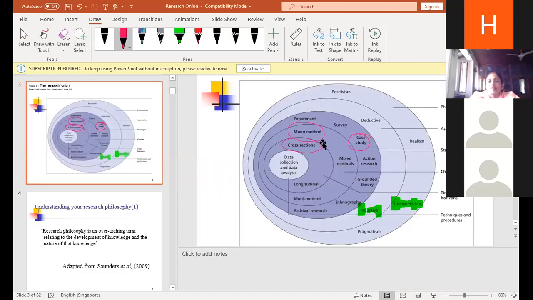Interpretation. Very good. I like it. So you have interpretivism philosophy.